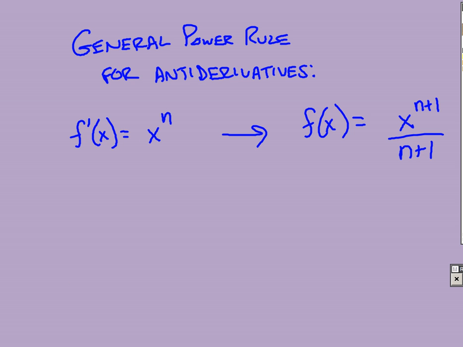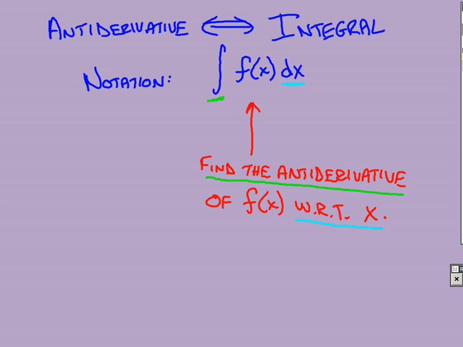Now, here's a way you can look at the general power rule when you take an antiderivative. If f prime of x equals x to the n, the exponent of the antiderivative would be n plus 1, and it would have to be divided by that same exponent, n plus 1. Alright, so that's a general rule.